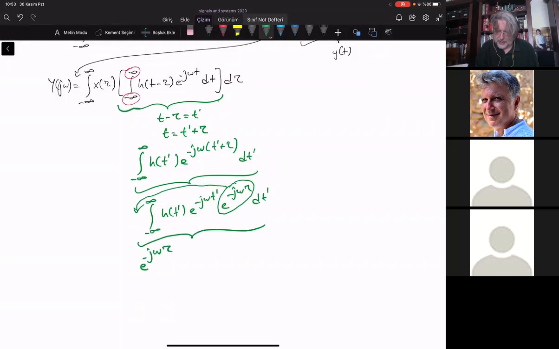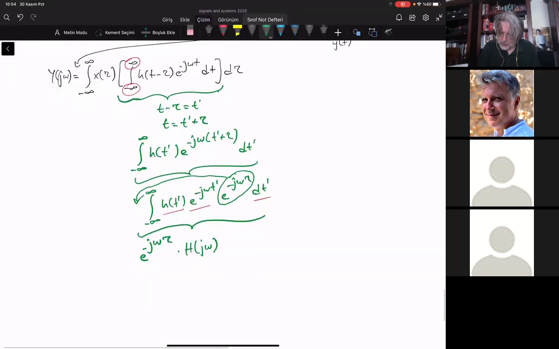What is left? It is h of t prime and e to the minus j omega t prime dt prime. What is it? It's the Fourier transform of h. So I'm going to write it, let me write in green. It is this times capital H of j omega. It is the Fourier transform of h of t prime, or h of t. T prime is just a parameter.